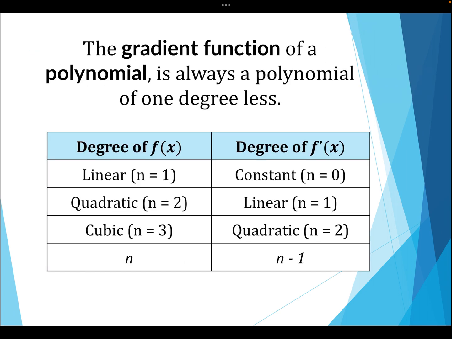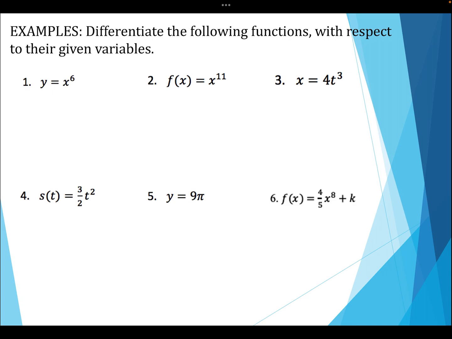Alright. So let's think about the gradient function of a polynomial. It is always a polynomial of 1 degree less. Remember that it's always a polynomial of 1 degree less. So if it is linear, then the degree of f dash x will be 0 because it is a constant. Quadratic, the degree of f dash x will be 1, and cubic, the degree of f dash x will be 2. Alright? So therefore, if it is n, the degree of f dash x will be n minus 1. Let's see if you can do some of these examples.